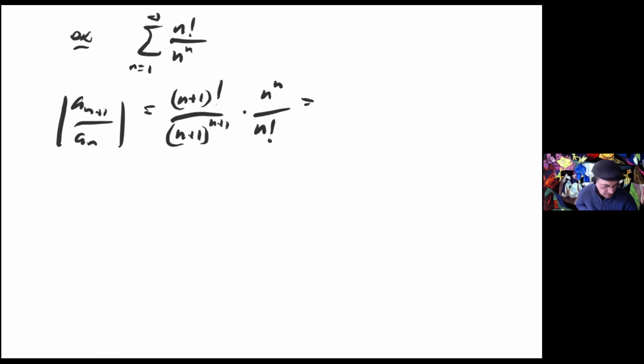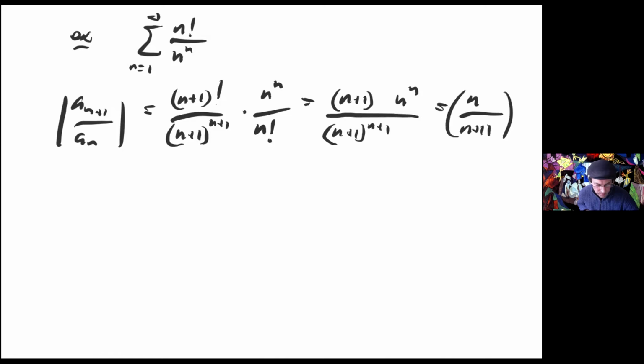And this simplifies a lot because n plus 1 factorial over n factorial is n plus 1. And we're going to get n to the n over n plus 1 to the n plus 1. And a factor of n plus 1 on the top cancels with a factor of n plus 1 on the bottom. And you're going to get n over n plus 1 to the nth power. Now, I stared at this a little bit to see what was going on. One way to study this is to think of this as 1 over the reciprocal of that fraction to the n. So it's n plus 1 over n.